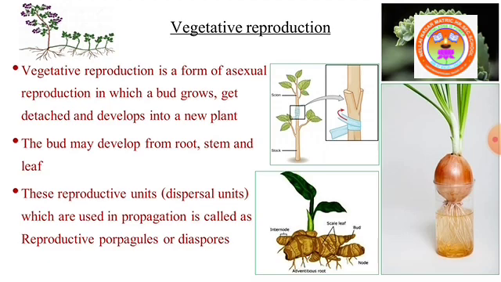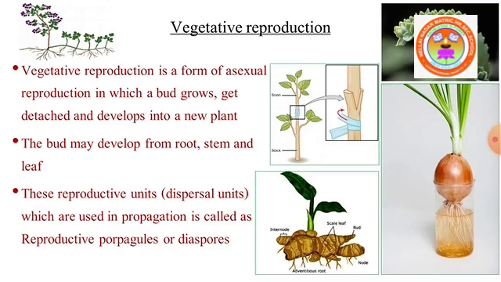These reproductive units which are used in propagation are called reproductive propagules or diaspores. Some stages at which the new plant gets detached from the parent plant and starts to develop into a new plant, if the bud is used. Some organs of the plants are involved in vegetative reproduction, which serve as organs for storage and perennation.